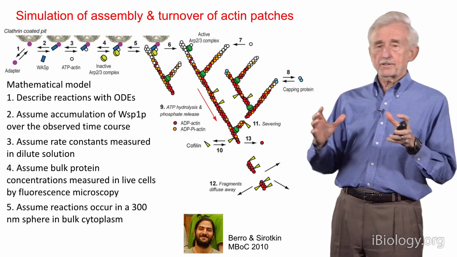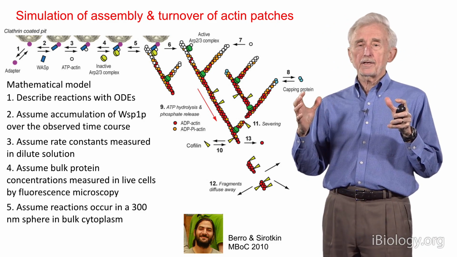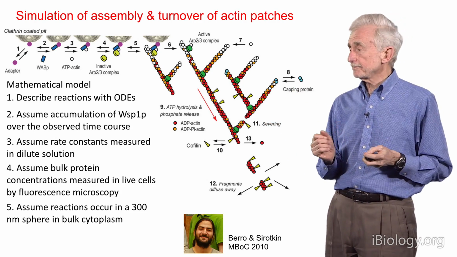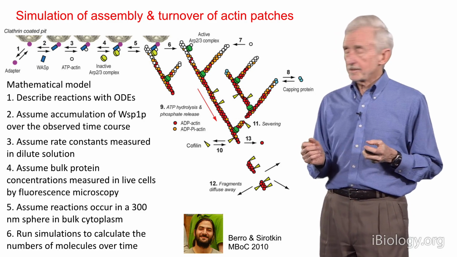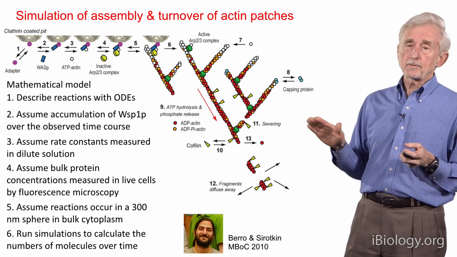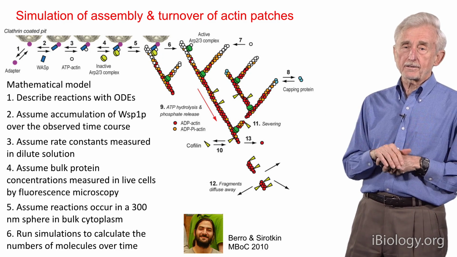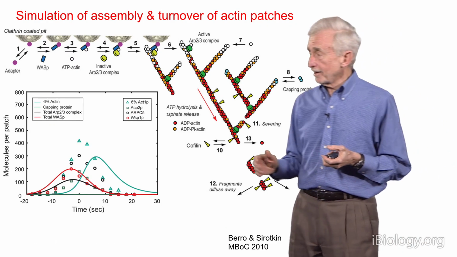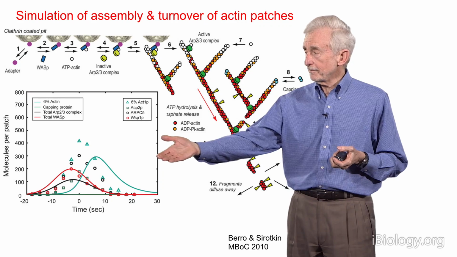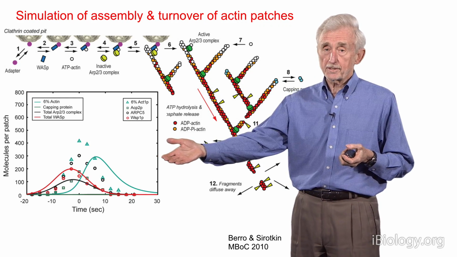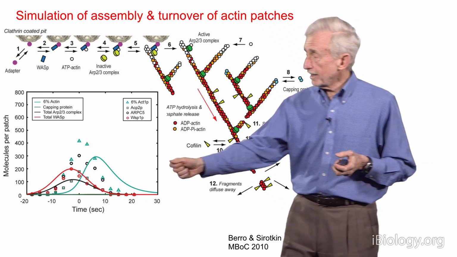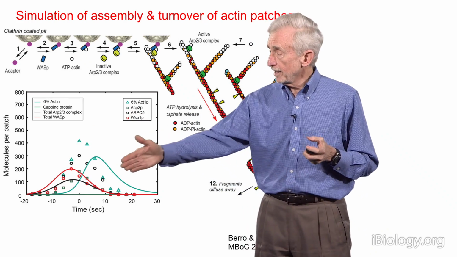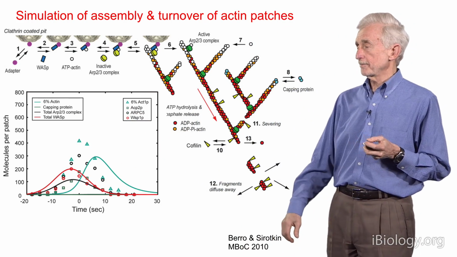And we can assume that the reactions occur in a little reactor, about 300 nanometers in diameter, and that the molecules can move in and out of this little reactor. And then we can run simulations of the reactions to determine the number of molecules inside the reactor over time. Now, this actually works remarkably well. Over here on the left, you can see a graph showing the time course of the accumulation of molecules at an actin patch. The symbols, like these triangles here, show the experimental data, and the smooth lines show the simulations.